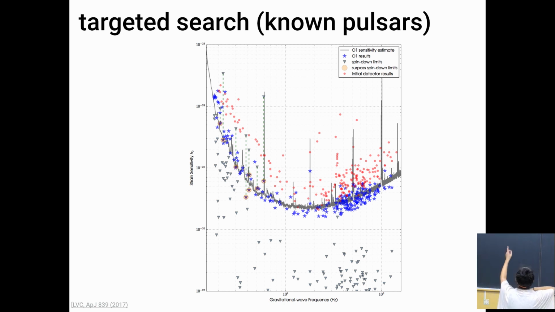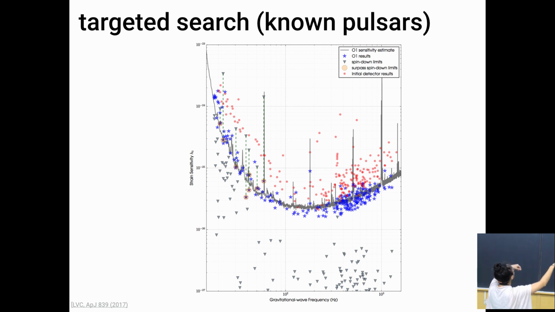On the vertical axis, this is a combination of different things. On the one hand, it is the strain sensitivity. The bunch of lines are an estimate of how sensitive the detectors were. I think this is O1, LIGO only. On the horizontal axis is the gravitational wave frequency. All of these triangles that are pointed down are the calculations for each pulsar. Each corresponds to an individual pulsar, and this is the spin-down limit for that pulsar. For each pulsar, we know how fast it's spinning down, we know how much energy could be emitted, and we know the maximum total gravitational wave strain that could be coming from it.